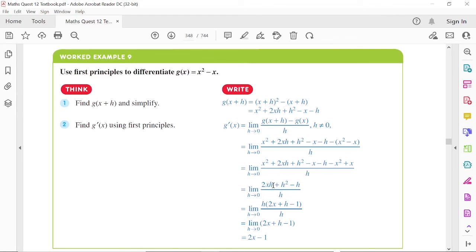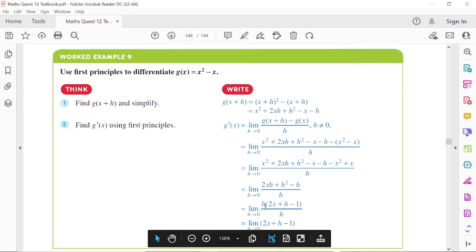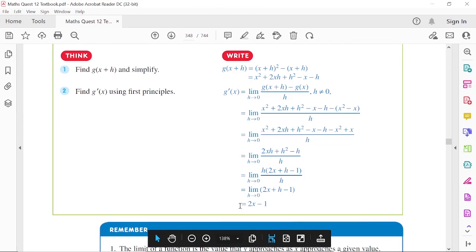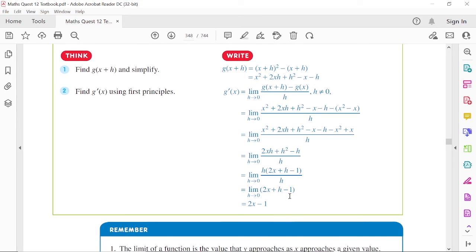And so we can see on this fourth line here, we're left with finding the limit as h approaches 0 of 2xh plus h squared minus h. Again, what we should find is that in every term there's an h that we can take out as a common factor. So when the h is taken out, we're left with 2x plus h minus 1. These h's, top and bottom, will cancel. And we're left with 2x plus h minus 1, and then when we replace the h with 0, we get our derivative of 2x minus 1.